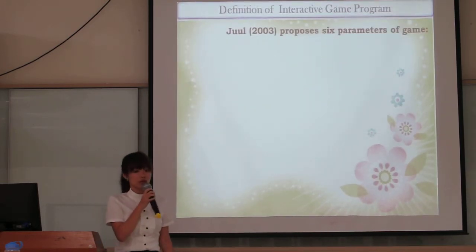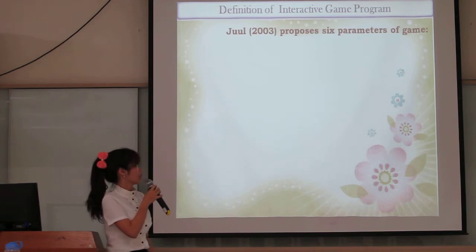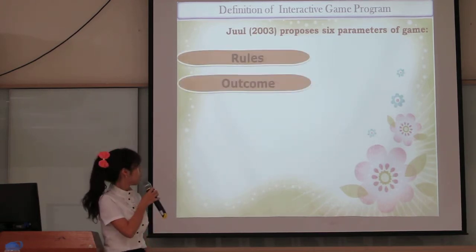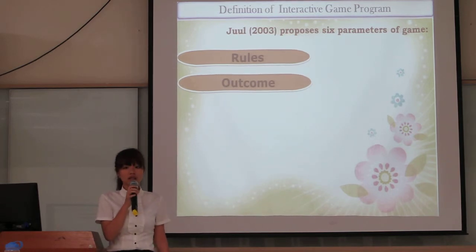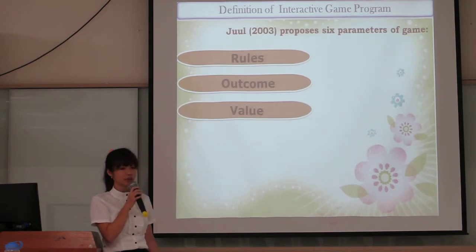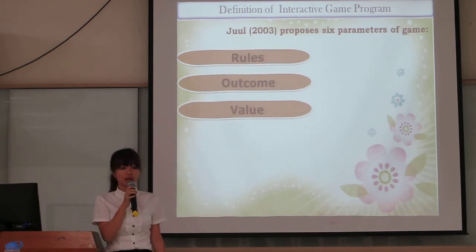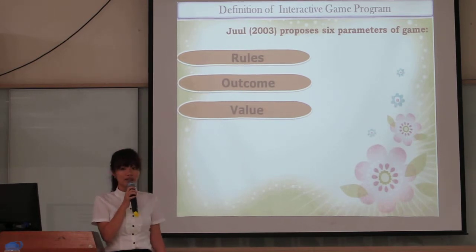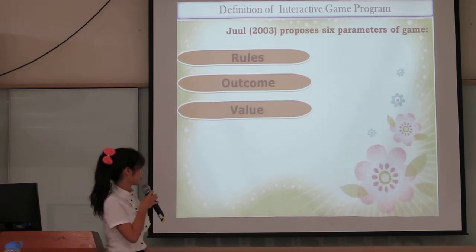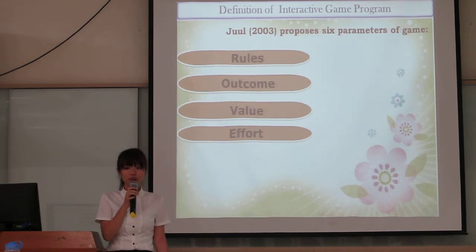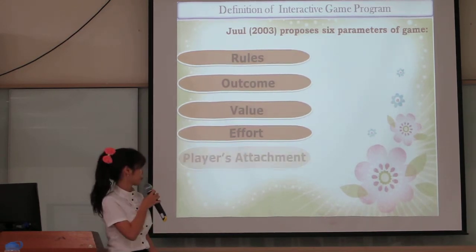Jewel 2003 proposed 6 parameters of a game. Rules: games are rule-based. Outcome: a game has variable and quantifiable outcomes. Value: different potential outcomes are assigned different values, some being positive and some being negative. Effort: the players invest effort in order to influence the outcome.